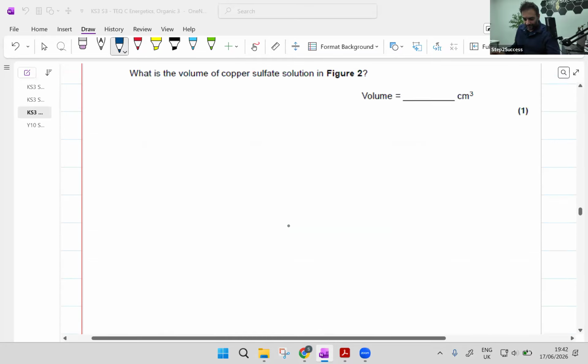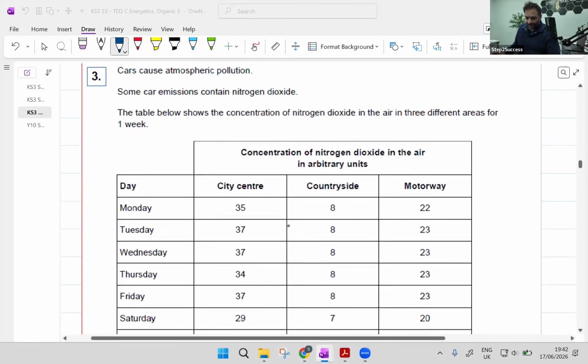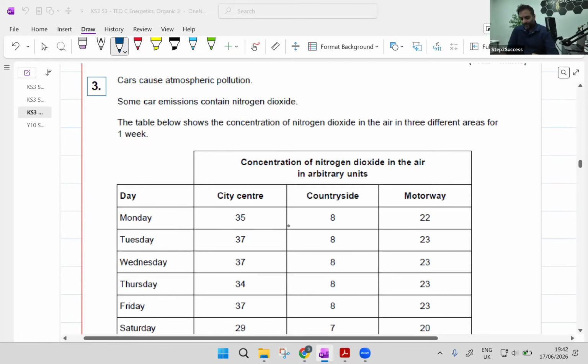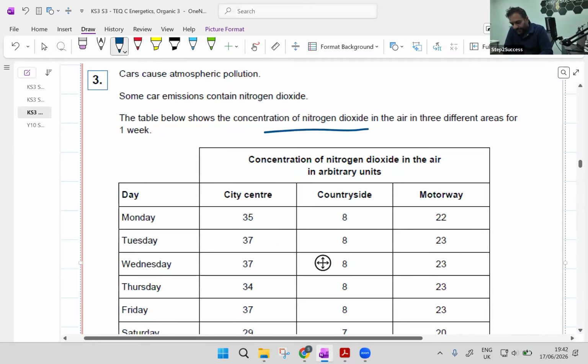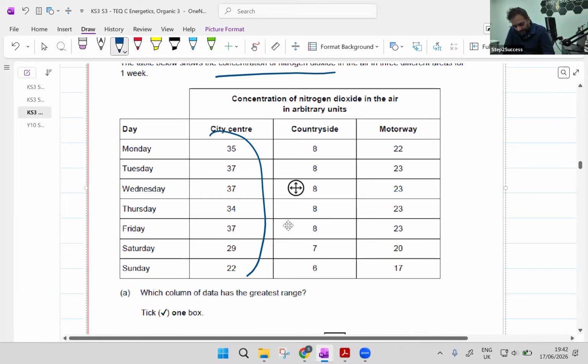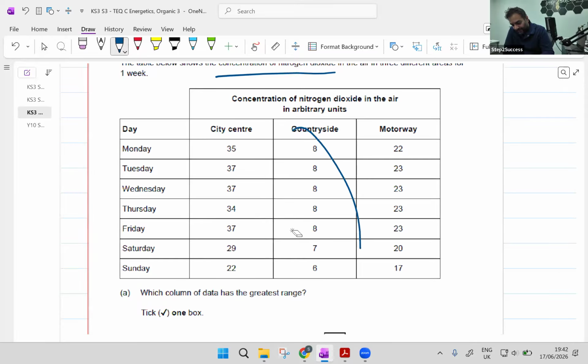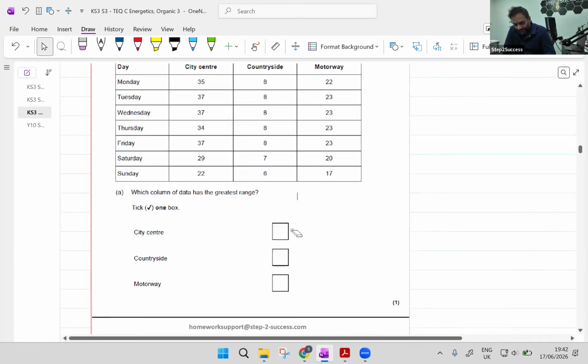Three ABC, excellent. All right, let's have a look at three. Question three says cars cause atmospheric pollution. Some car emissions contain nitrogen dioxide. The table below shows the concentration of nitrogen dioxide in air in three different areas for a week. City centre on Monday to Sunday, this is the amount. Countryside, much less. Motorway, some. Which column of data has the greatest range?